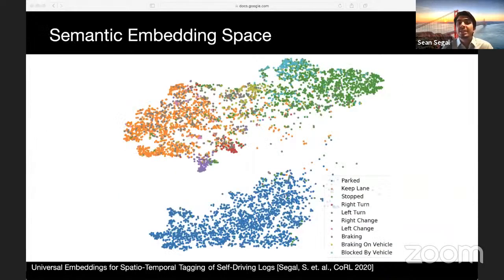Finally, we show a t-SNE visualization of the universal embedding space. Each point corresponds to embedding vectors at spatial locations with vehicles. We color each point with the primary action or interaction of that vehicle. 3 dominant clusters are apparent: vehicles keeping lane, stopped vehicles, and parked vehicles. We also see smaller clusters appear for more rare actions, such as left turns and right turns. This visualization demonstrates that our learned embedding captures the high-level semantics of each spatial location.